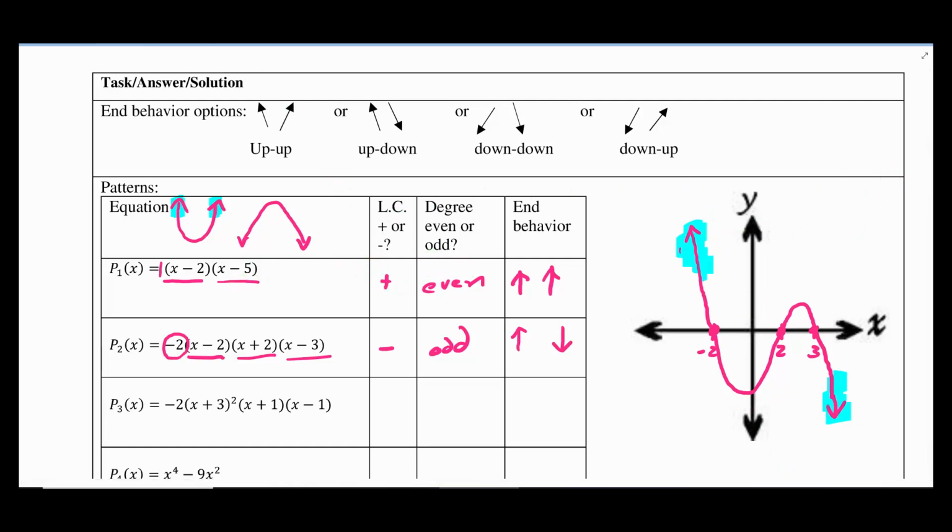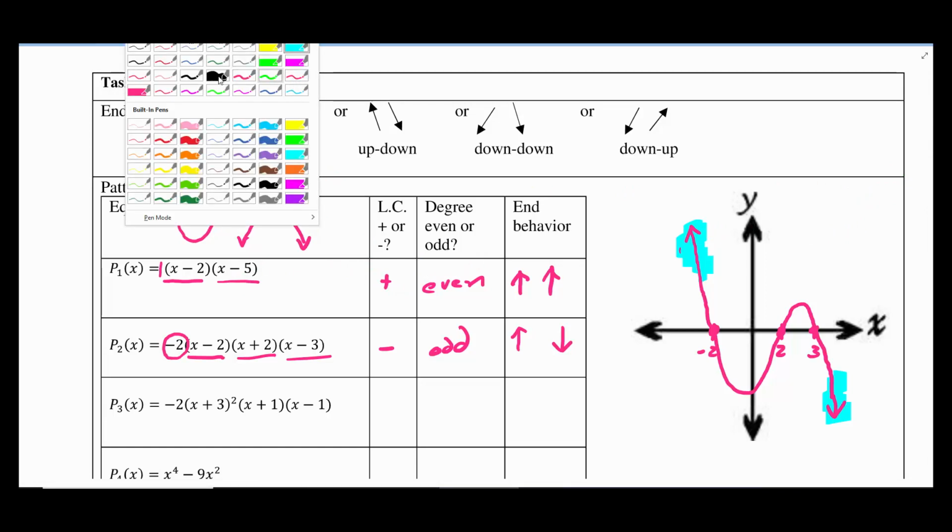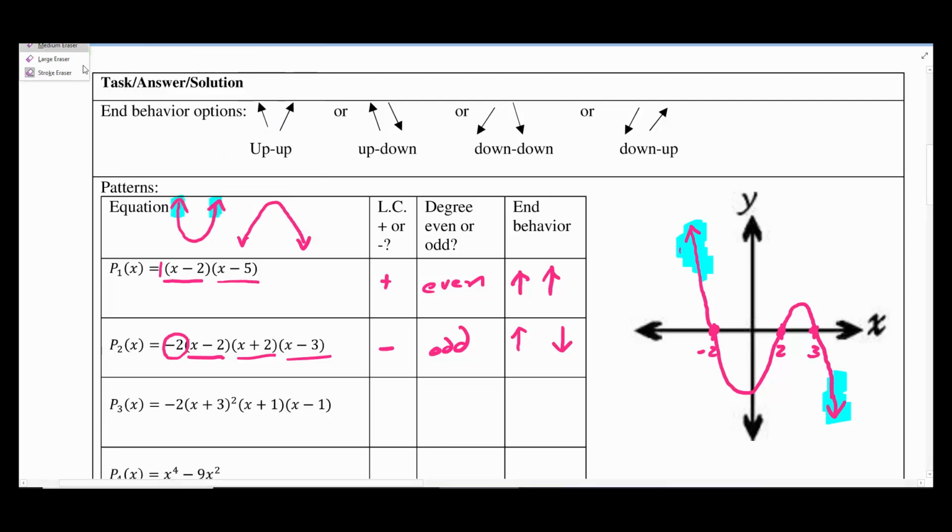So again, just a little recap on that problem. When we see that negative odd situation, we're going to have an up-down polynomial for the end behavior. All right, so let's try it again. This time we'll reset our graph one more time. And let's look at our third polynomial here.